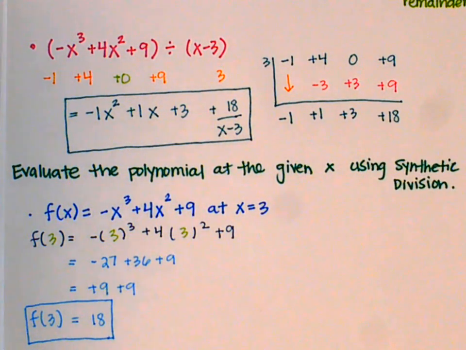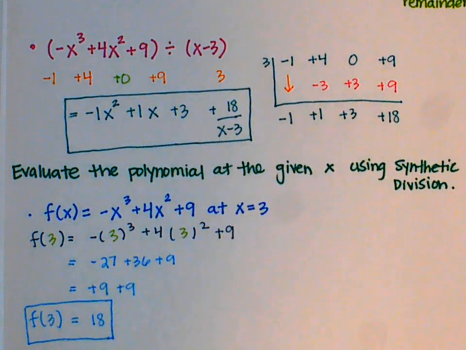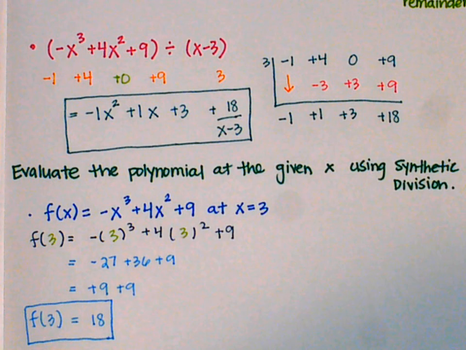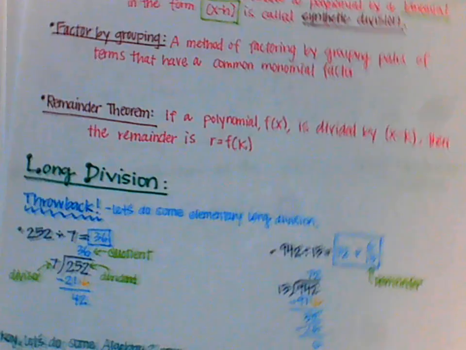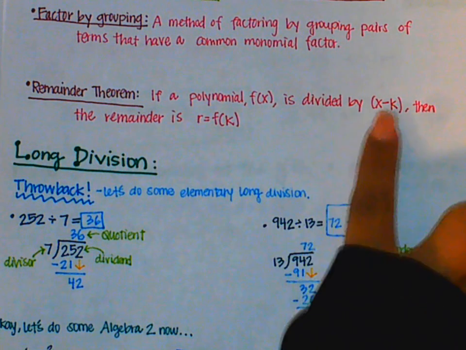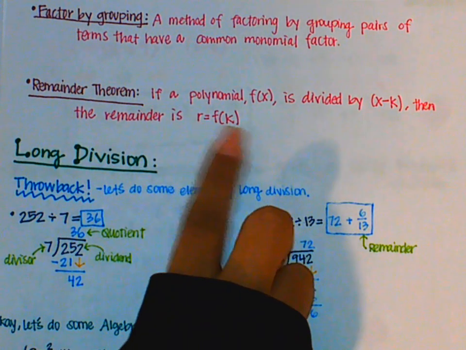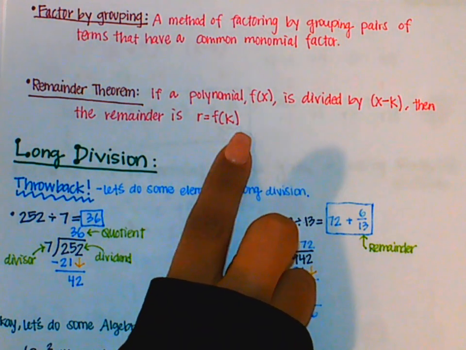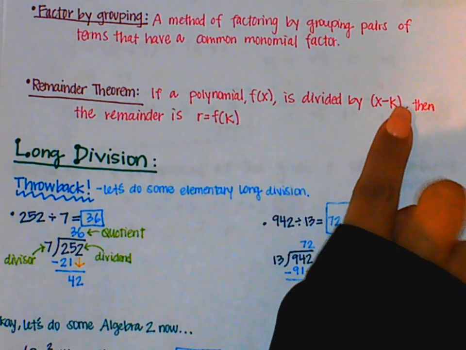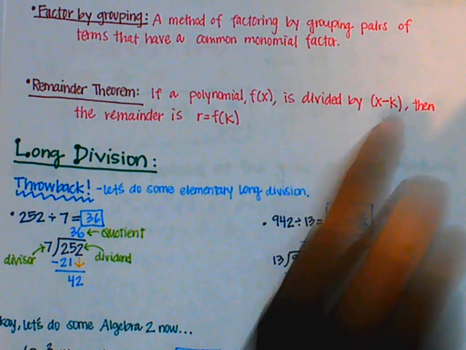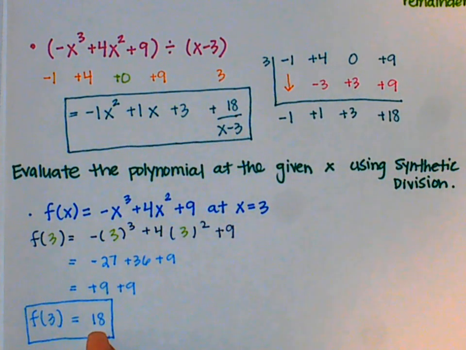Now, the remainder theorem tells us that when we divide using synthetic division, or long division would work as well, if a polynomial f of x is divided by x minus k, which in this case we used h, the remainder is f of that. So whatever I get when I plug in this number would be the same thing as my remainder when I divide by that. So here, I plugged in the 3 and got 18.